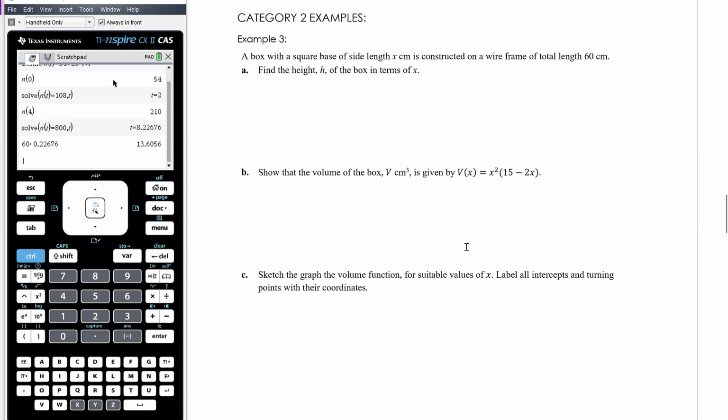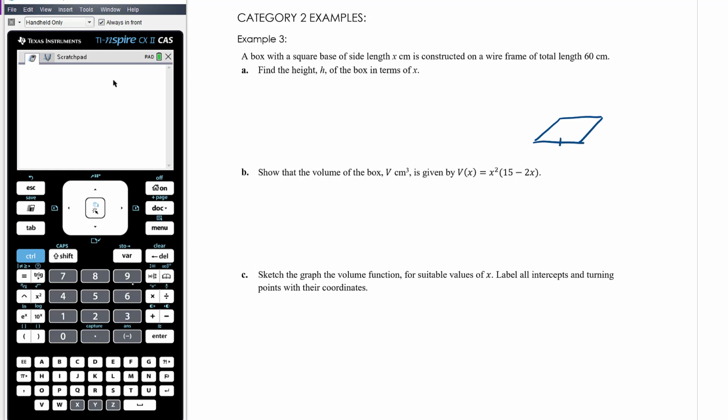So category 2 examples now, where we first need to generate the equation. All right, again, I might clear my CAS, menu 1.5. I didn't draw a graph that time, so everything's fine. Okay, a box with a square base of side length x is constructed on a wire frame of total length 60 centimeters. Okay, so we're making a box.